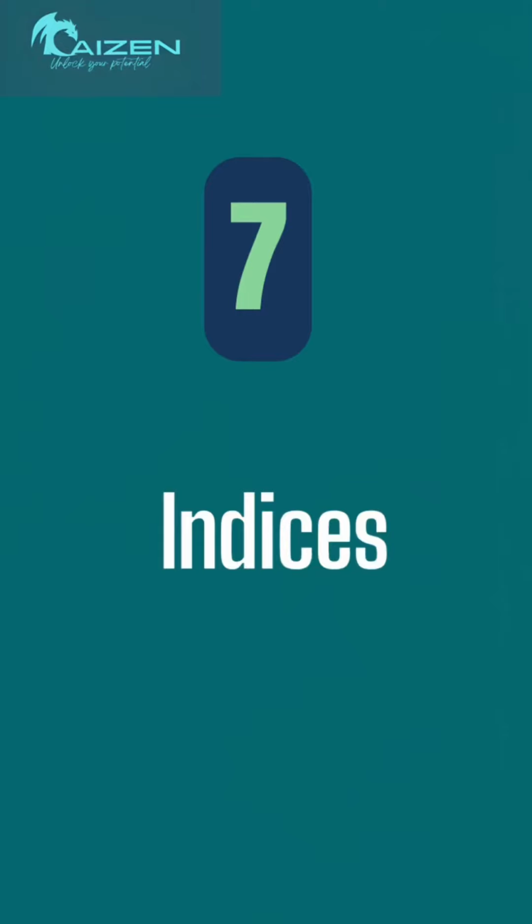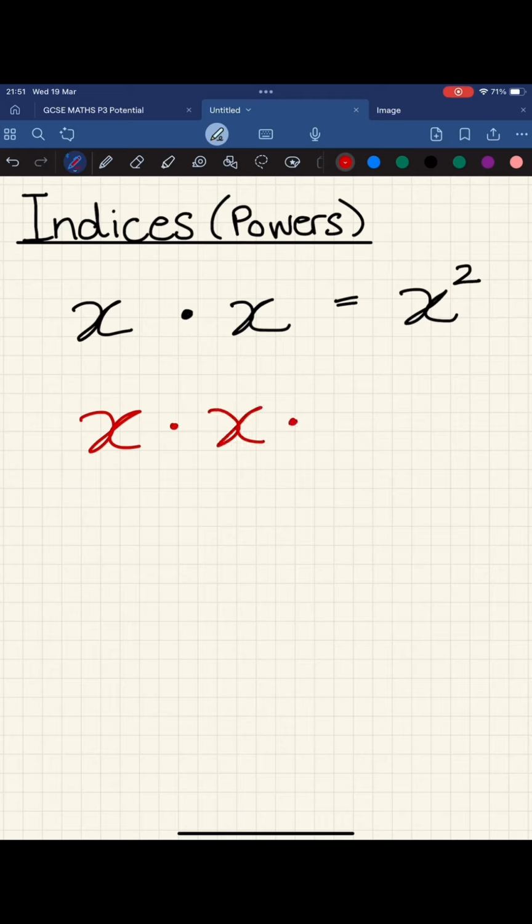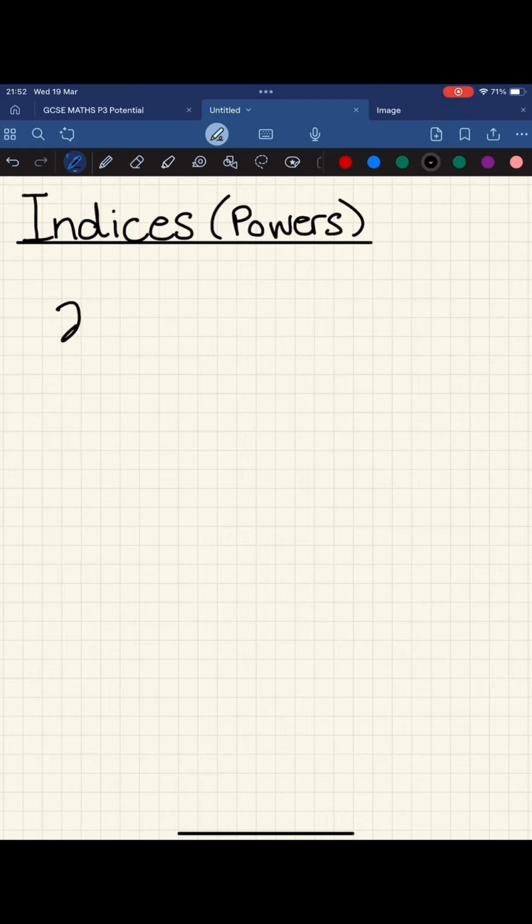This is indices in 2 minutes. Indices are sometimes called powers, and if we multiply x by x, we can write this as x to the power of 2 or x squared. Similarly, if we do x times x times x, we can write this as x to the power of 3 or x cubed.